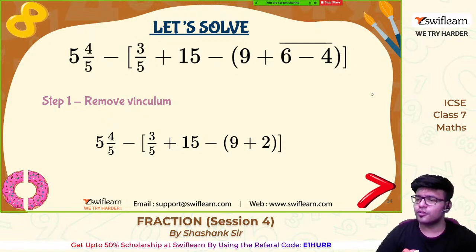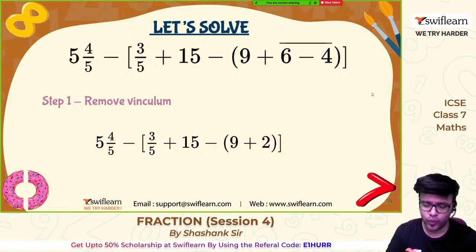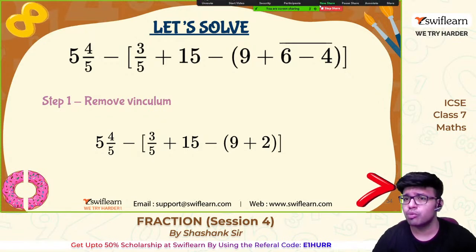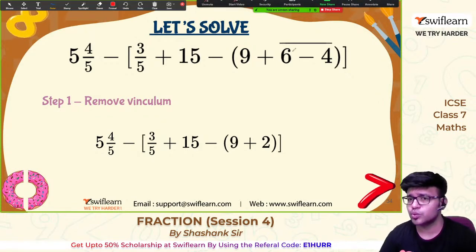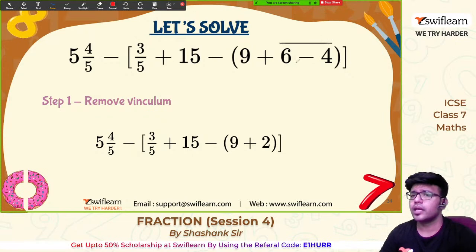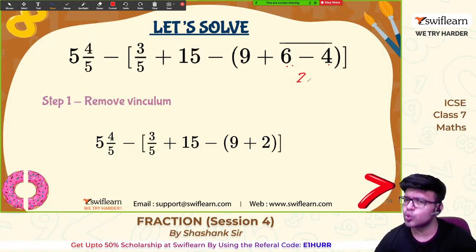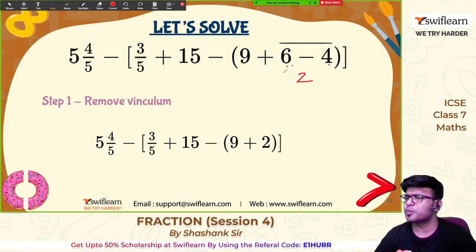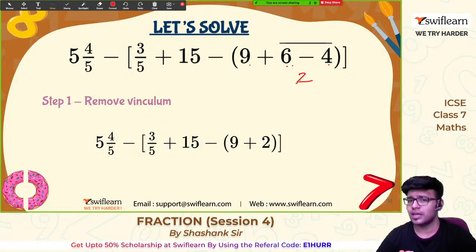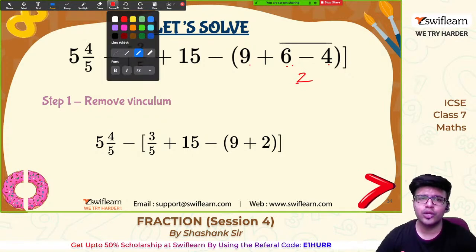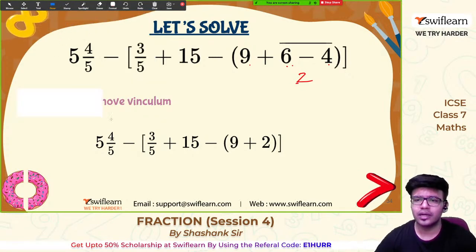Okay. So the first thing I've said, we should give importance to the vinculum. So 6 minus 4, how much is that? 6 minus 4 is 2. 2 plus 9. Now solve the round brackets. 9 plus 2 is 11. If you remove the bracket, what are you going to get, students? You are going to get like this.